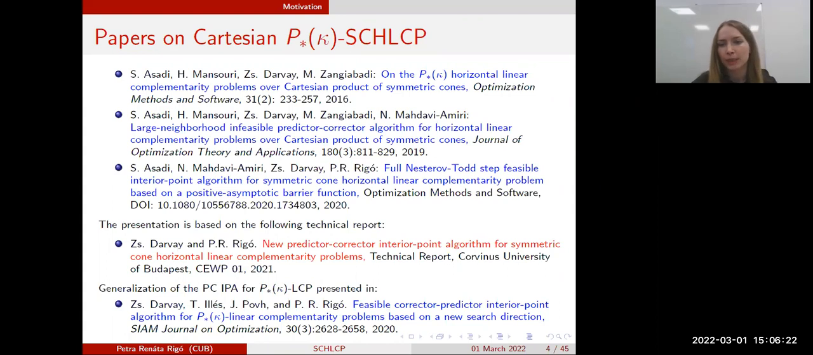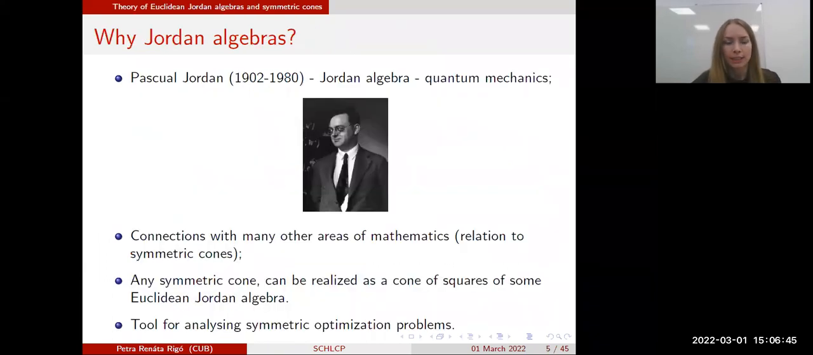But I would like to mention also the previous results. So we also know about linear complementarity problems, so without this horizontal part, so linear complementarity problems over Cartesian product of symmetric cones. So Lesaja and his co-authors also dealt with these problem classes. I mentioned that I would speak about the theory of Euclidean Jordan algebra.